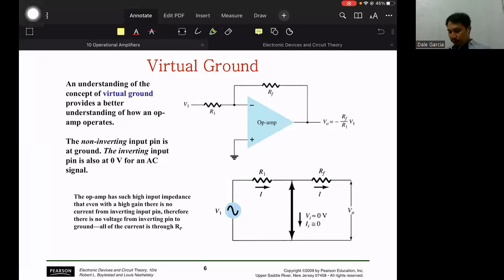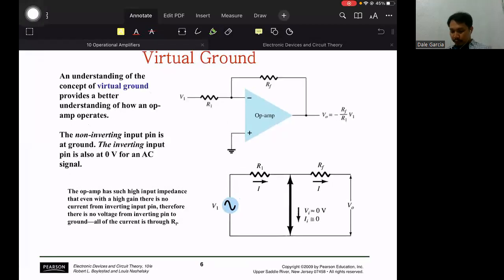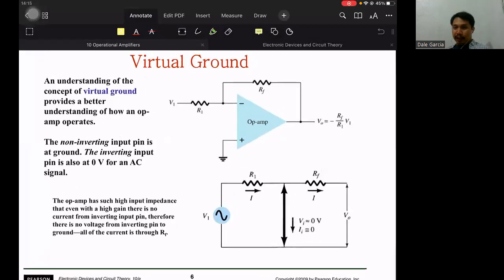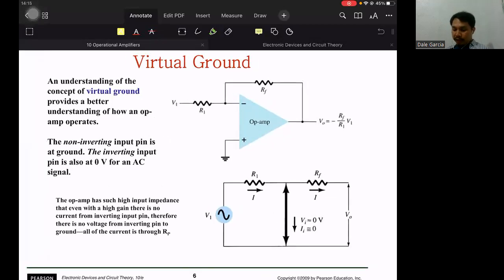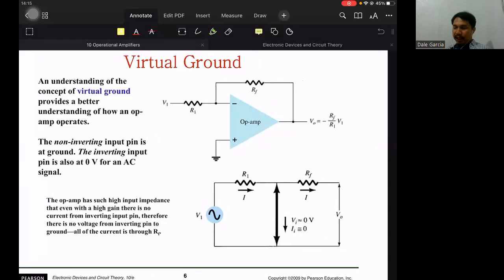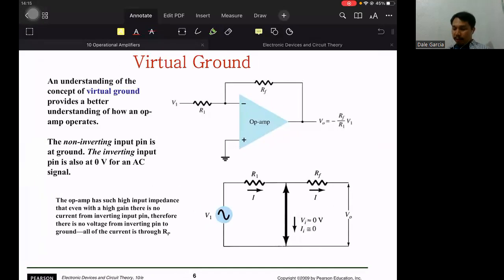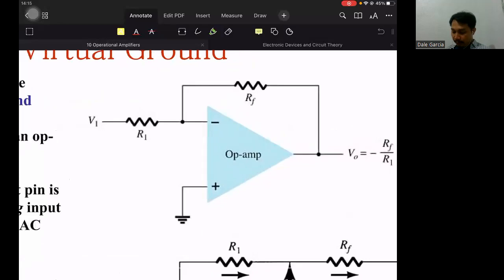But again, those other formulas were derived using this concept, the concept of virtual ground. So what does this mean? It's an effect of the fact that our op-amp has high input impedance, so no current flows into the circuit.